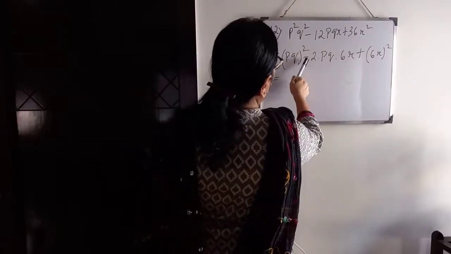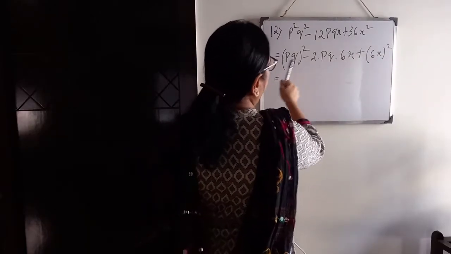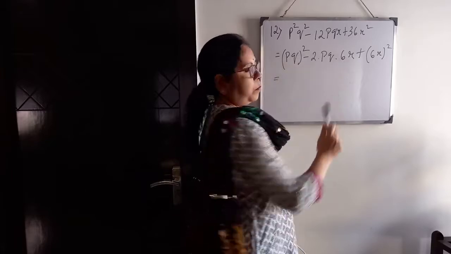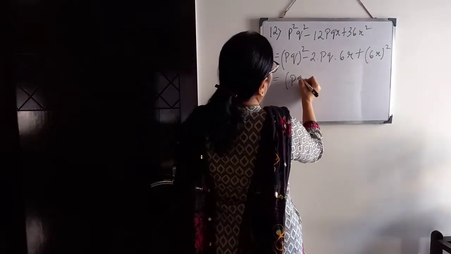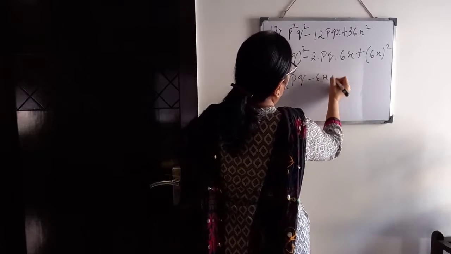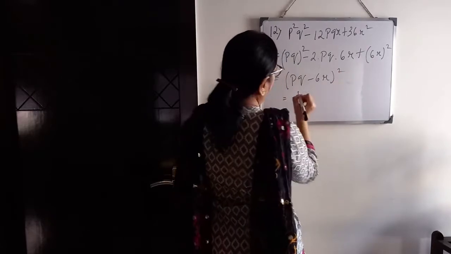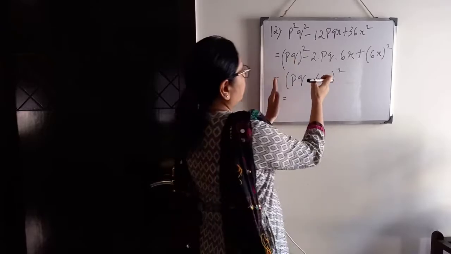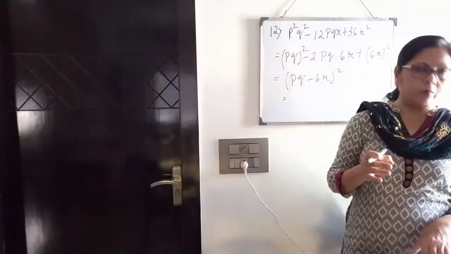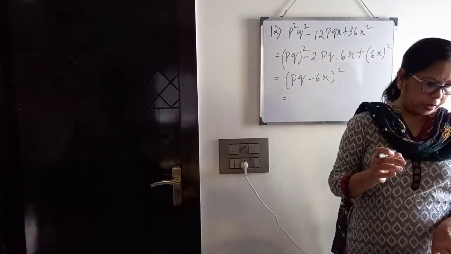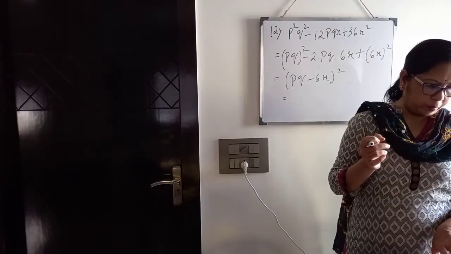Now see here, there is a negative sign. It is in the form of a square minus 2ab plus b square, so this is equal to a minus b whole square. Now the first part is over. That means we have expressed it in the form of a minus b whole square. Now we have to put the values of p, q, r.